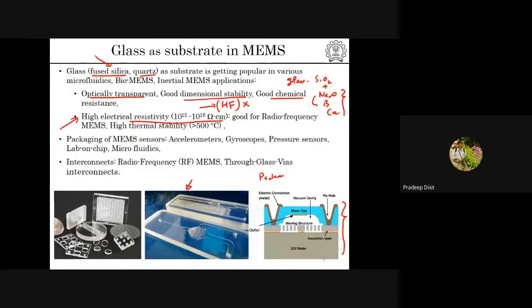Here we have a MEMS device, which is nothing but an accelerometer. This is a moving part, and this one is a glass substrate. So what is the advantage here? Because of the optical transparency, it is very easy for alignment purposes. After that, you can easily create this kind of glass-filled via and utilize it for packaging applications. Now we know the possible applications and the advantages of glass versus silicon.